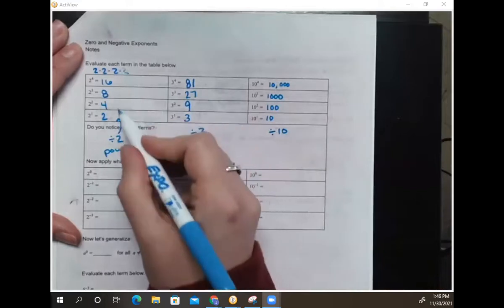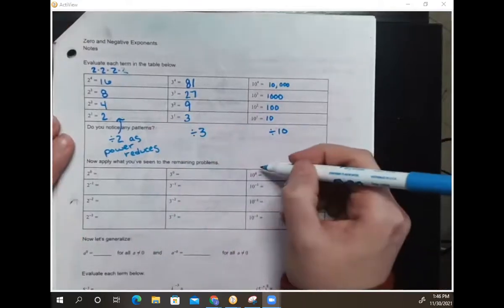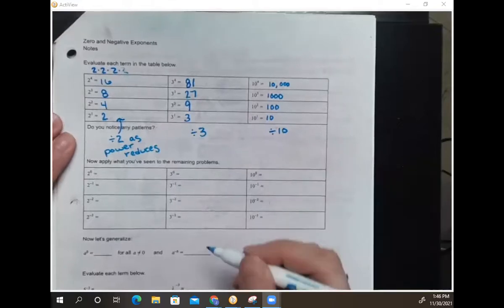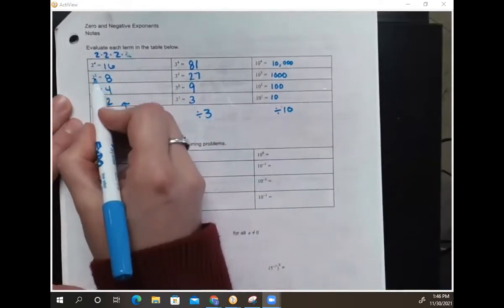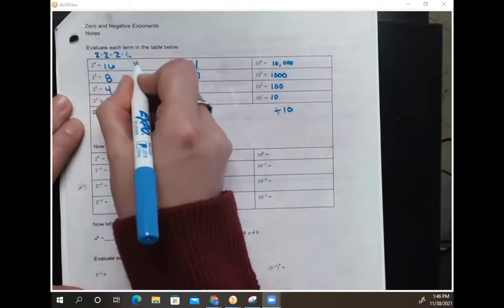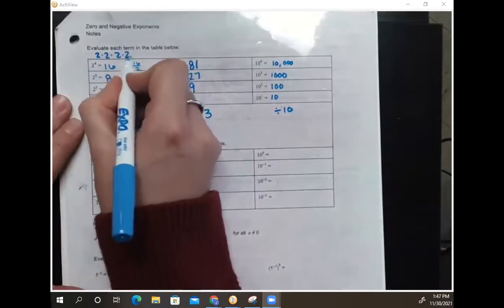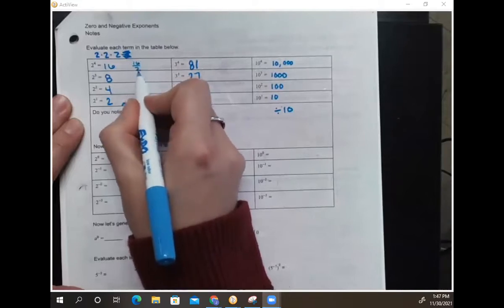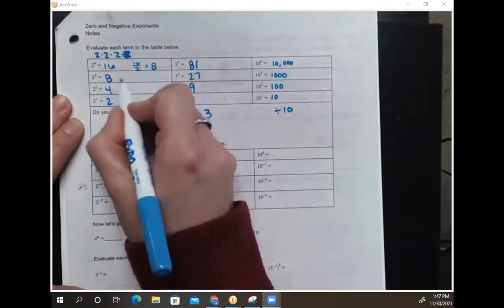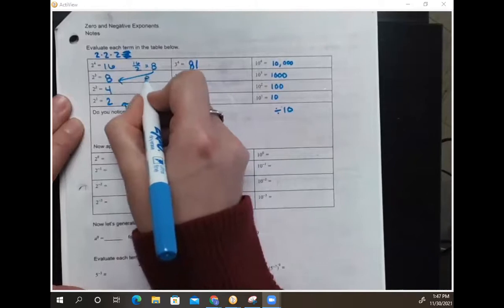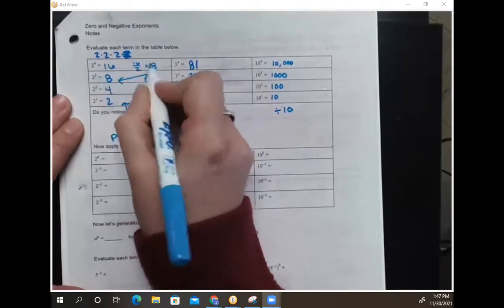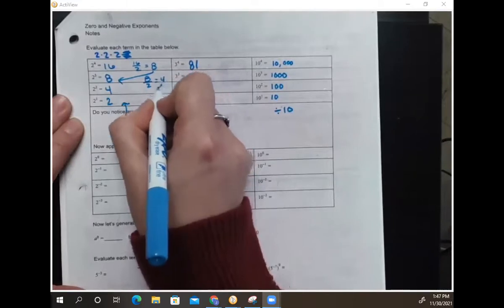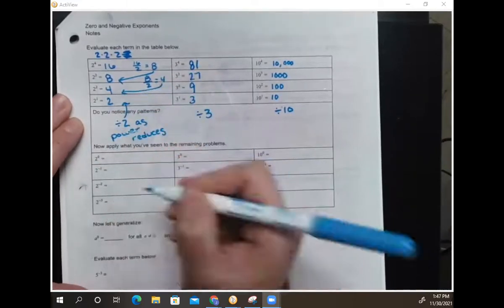Okay, so we're going to use this pattern to help us continue to reduce those exponents. To get from 2 to the 4th to 2 cubed, I can take my result from 2 to the 4th and divide out 2. I'm multiplying by 1 less 2 here. So instead of 4 2's, now I've only got 3 2's. If I know how much 2 cubed is, I can divide out a 2 to get 2 squared. So that's the pattern that we're going to continue here.